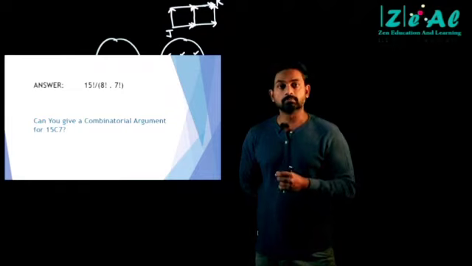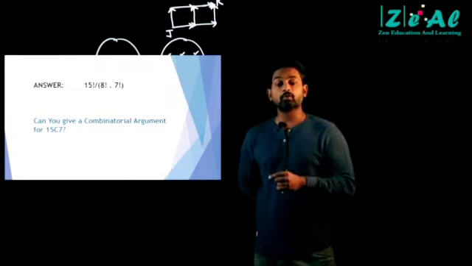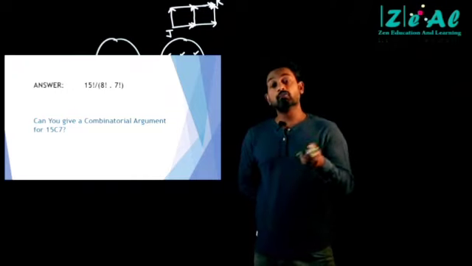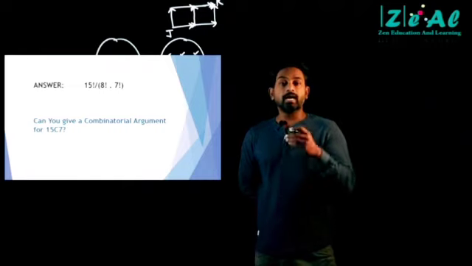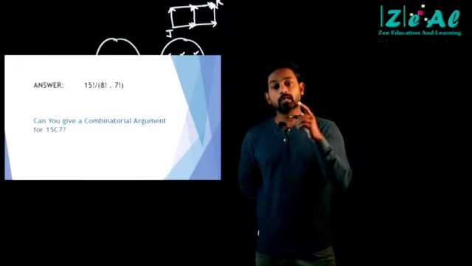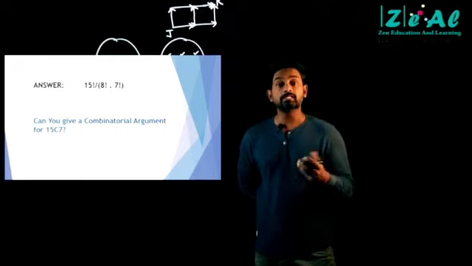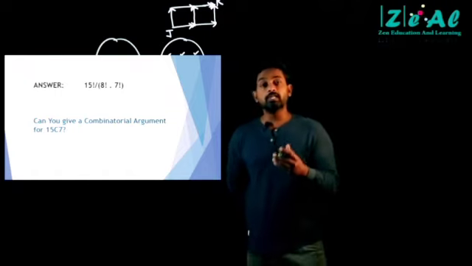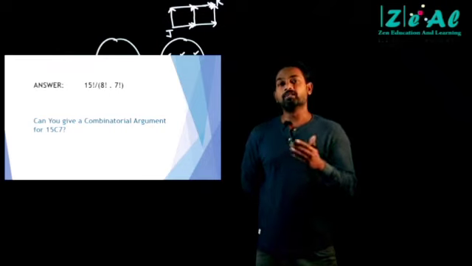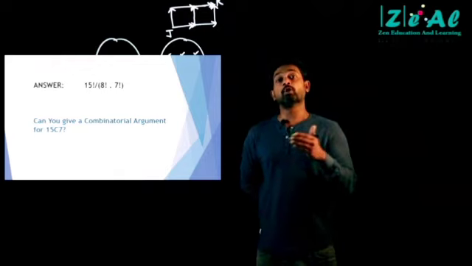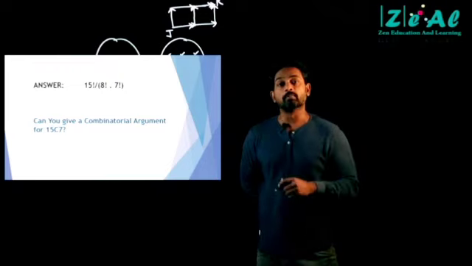15C7 is the answer. But before that, we got 15 factorial divided by 8 factorial into 7 factorial, which converted to 15C7. I want you to provide an argument, a method which can give me this answer directly. 15C7. And everybody knows what 15C7 is, right? 15C7 means 15 choose 7. You are selecting 7 objects out of 15 objects. So how is selection of 7 objects out of 15 objects the answer to this grid problem?